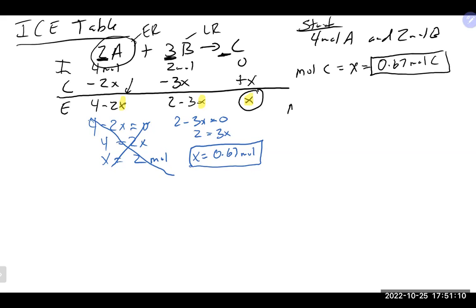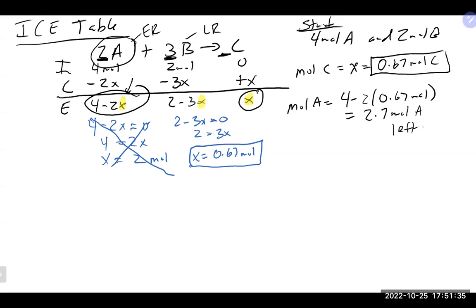So the moles of A at the end is equal to basically 4 minus 2 times our X value. And that gets us about 2.7, we'll call it, moles of A left over. Once again, if we knew the molar mass of A, we could very easily convert it into grams and figure out how many grams were left over at this point.